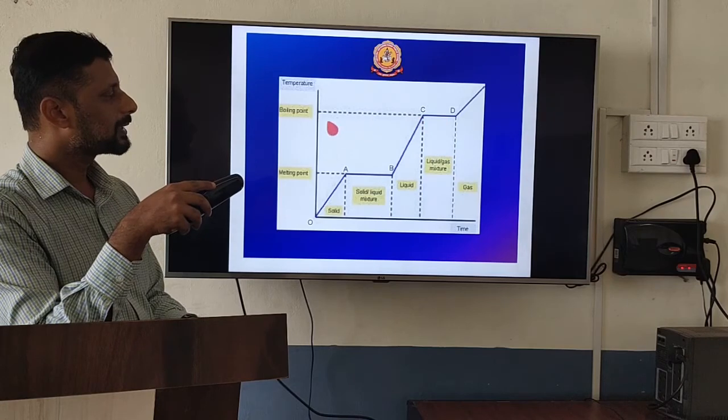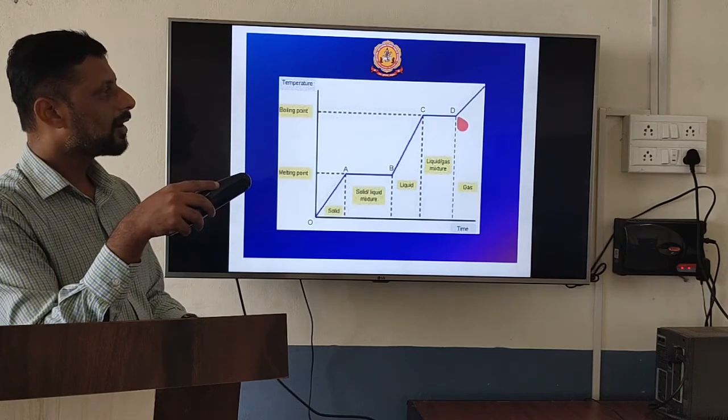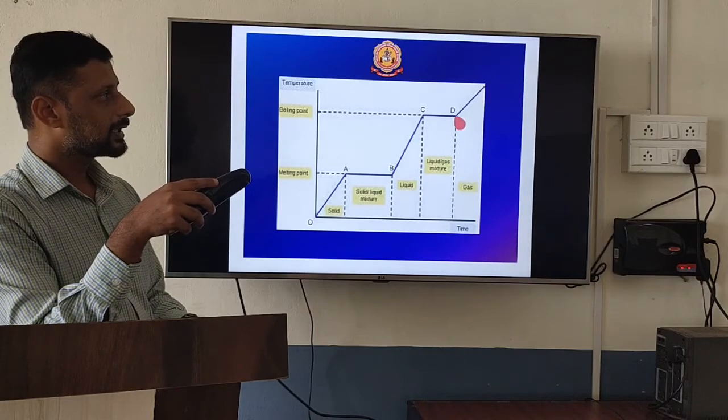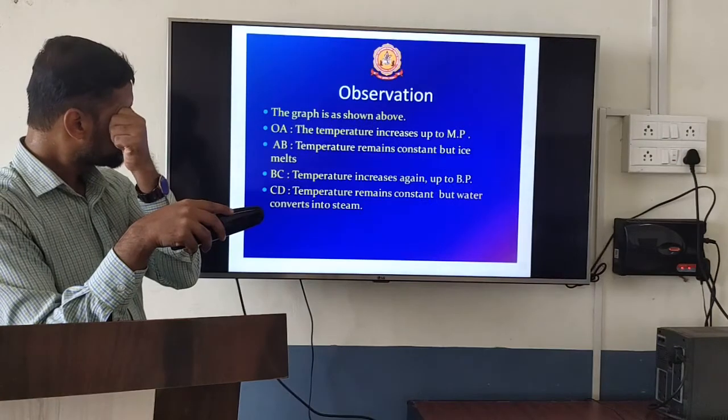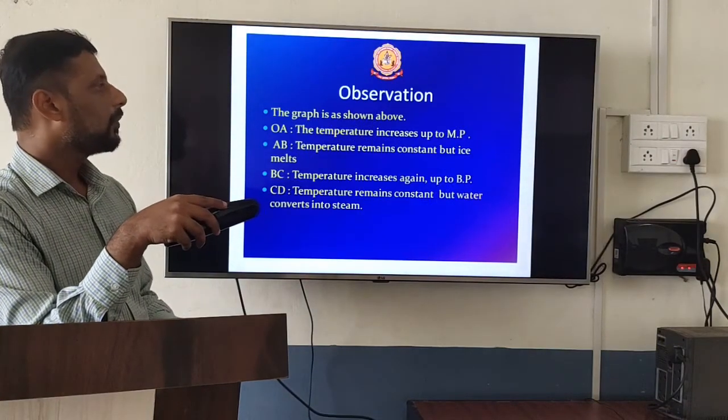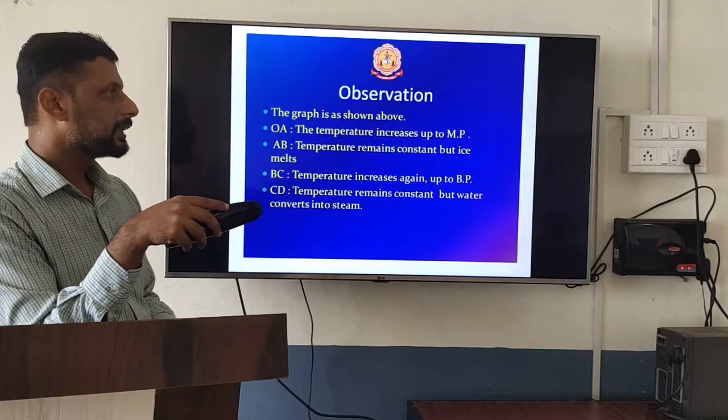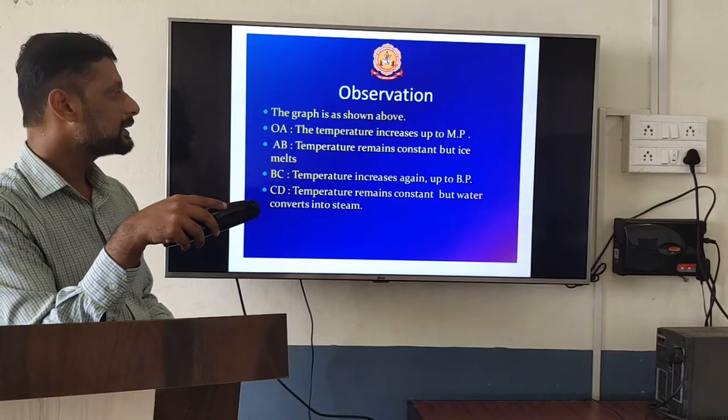So here also the temperature remains the same. Once all the liquid molecules get converted into gas, then once again the temperature starts to increase. So the graph is as shown above. OA represents the temperature increases till the melting point is reached.